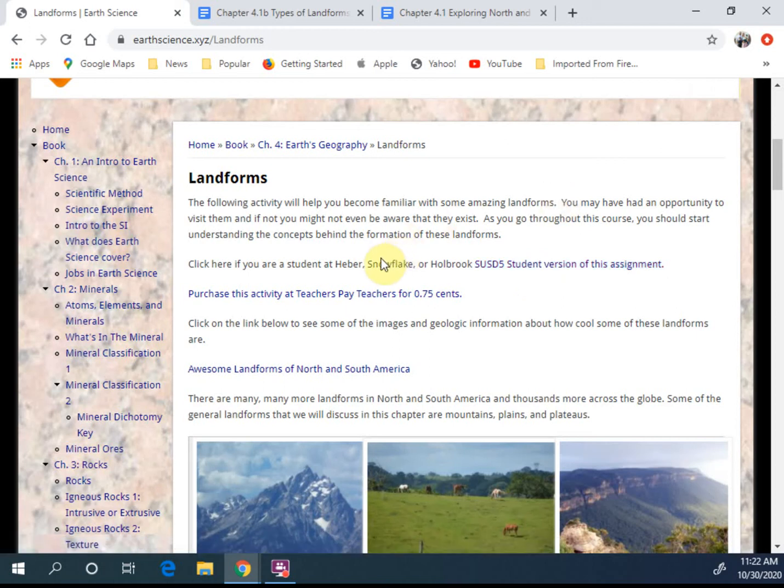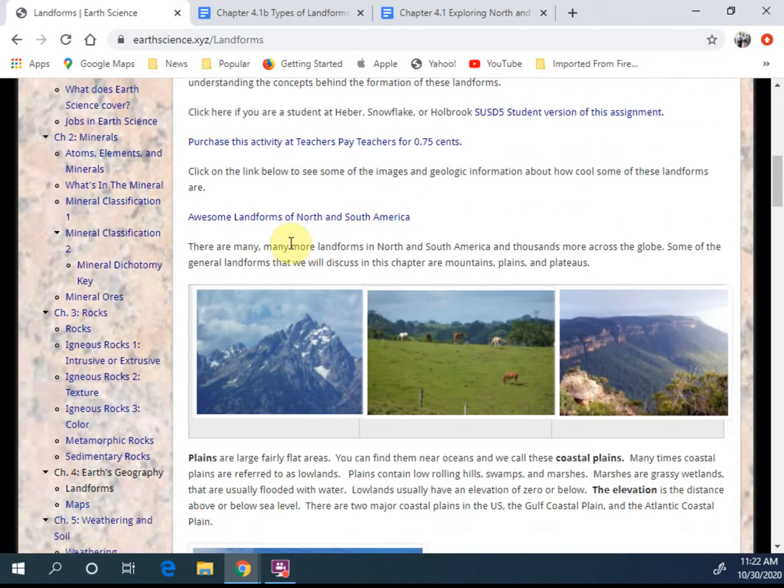Okay, so let's go ahead and move on. That is what you will do for those who are absent. Once you have completed that, we're going to continue on. I would ask you guys to click on this link. It says Awesome Landforms of North and South America. This will give you some of the visuals and better explanations of the following landforms that you were hunting for earlier in the lab 4.1. So this is a really good link there. I'll let you guys click on that.